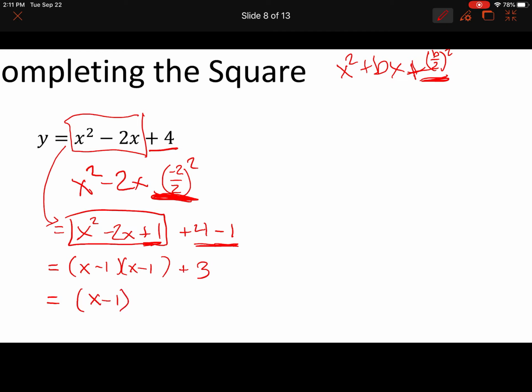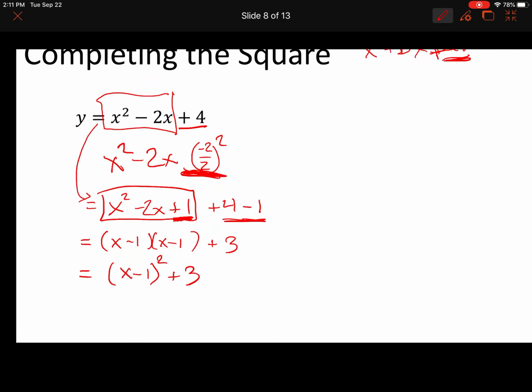But the goal is so that I can write this in the format of that being squared and then have a number on the outside. And it doesn't matter what the number is on the outside. We just want to make sure we get this number right here to be exactly the number we need it to be so that I can write that as a perfect square. And now it's in vertex form.